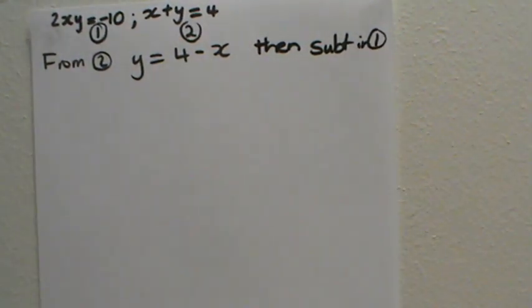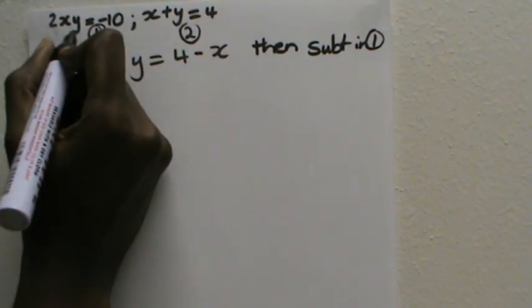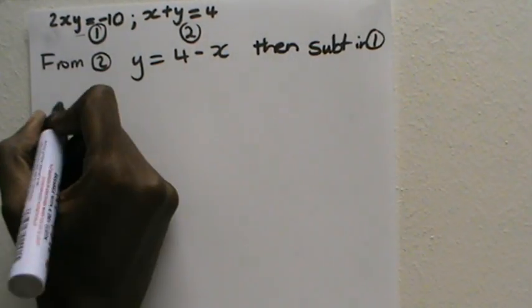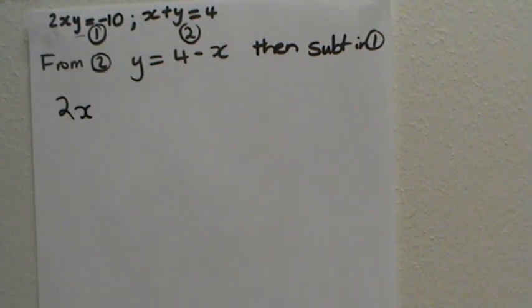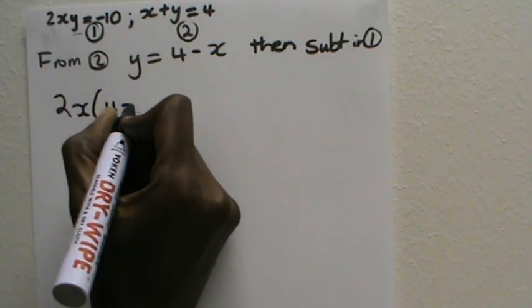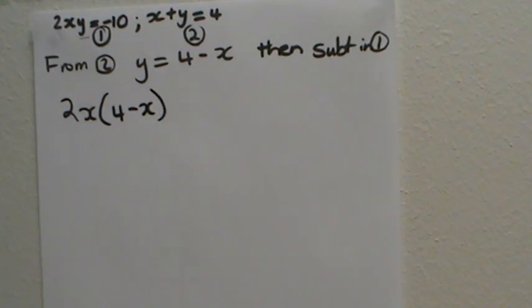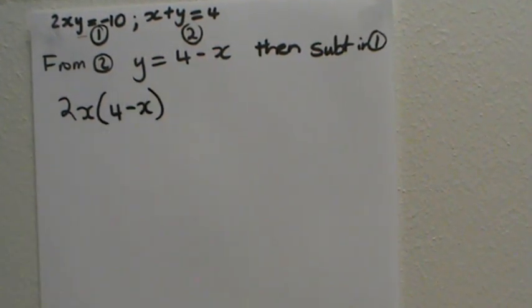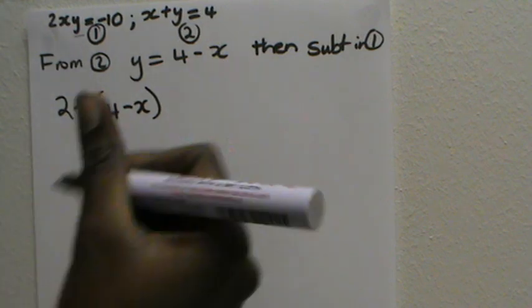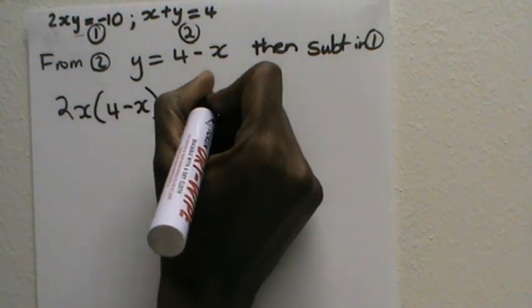Okay, so when I do that, I have y over here. Now in place of y, I'm going to put this one here. So I have 2x, then instead of y, I put 4 minus x, and it's in brackets because this 4 minus x is the whole of y, so it's not just 4 and then minus x without the brackets. That is something different. Okay, and then this is equal to minus 10.